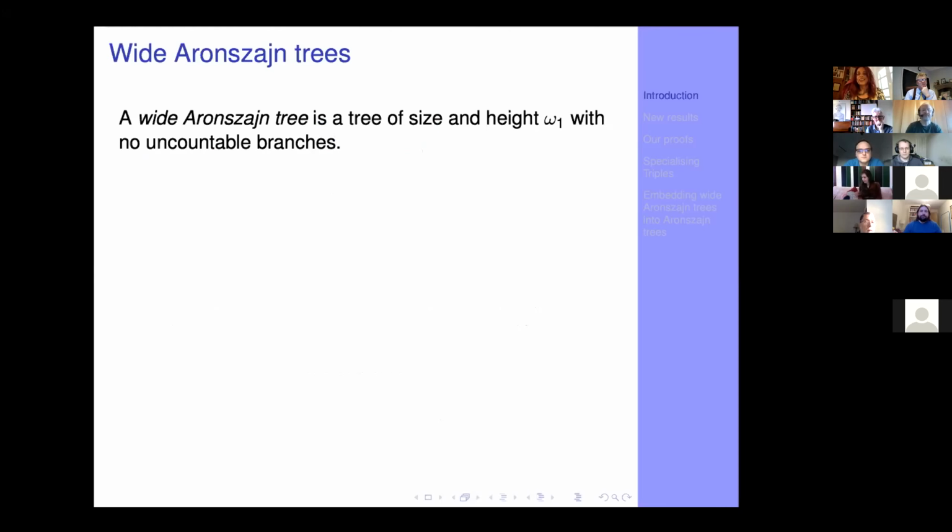So they are like Aronszajn trees, but they have been in the lockdown and have been eating too much and have gained on the side. So they have levels that are not necessarily countable. So it's just a tree of size and height omega 1. And what makes such a tree interesting is that it doesn't have any uncountable branches.